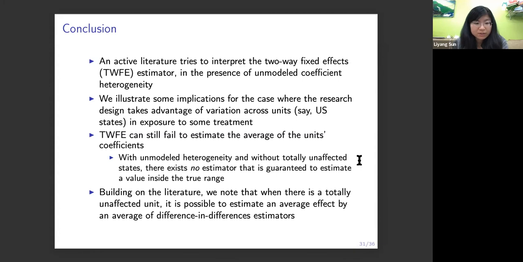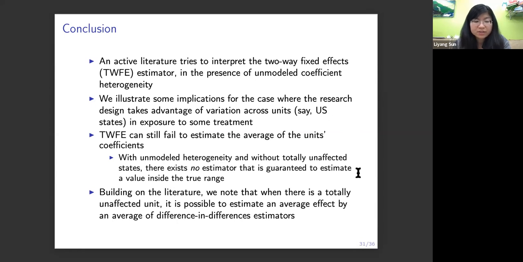Let me conclude this video series. Linear panel models featuring unit and time fixed effects appear in many areas of empirical research, and an active literature studies the interpretation of the two-way fixed effects estimator in the presence of unmodeled coefficient heterogeneity. We illustrate some implications for the case where the research design takes advantage of variation across units in exposure to some treatment. In this case, the two-way fixed effects estimator can fail to estimate the average of the units' coefficients.